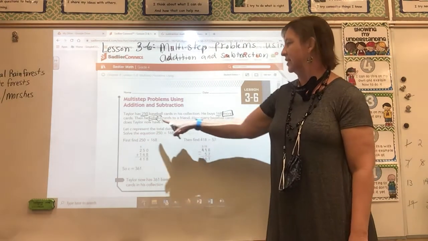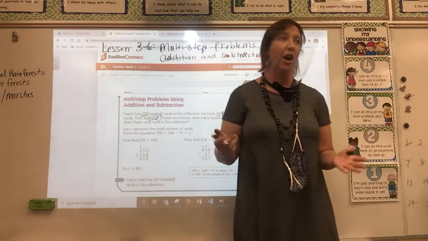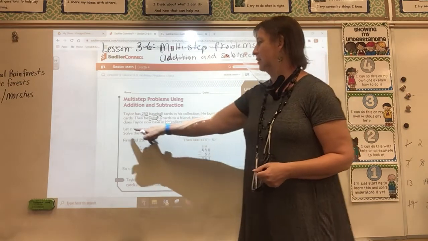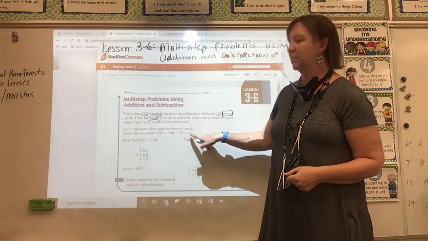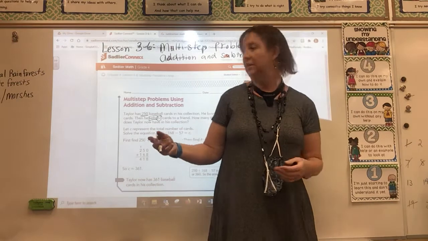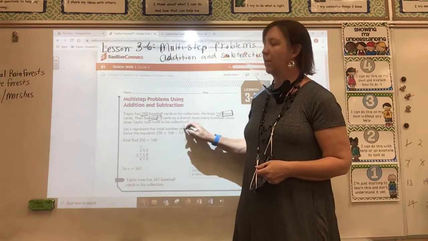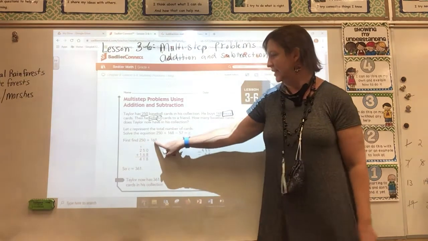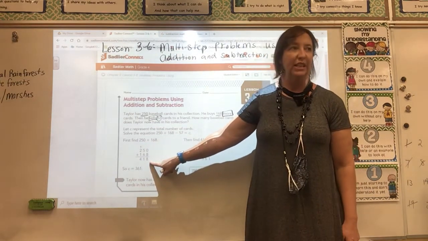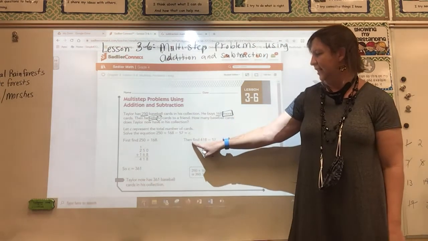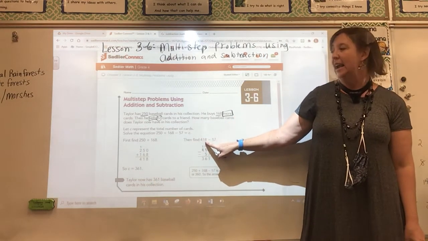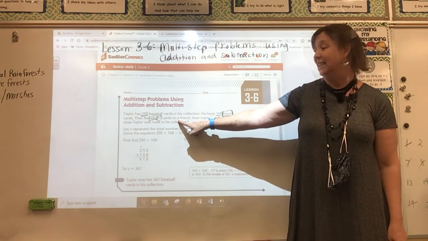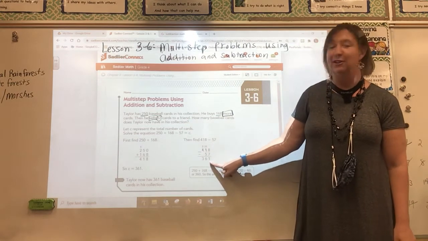How many baseball cards does he have now? So all I did was one addition problem and one subtraction problem. Let C represent the total number of cards. That's the end result, how many does he have now in his collection. So first you added 250 and 168 and came up with 418. Then you took 418 and subtracted those that he sold to a friend. Are you with me? You subtracted that and came up with 361.